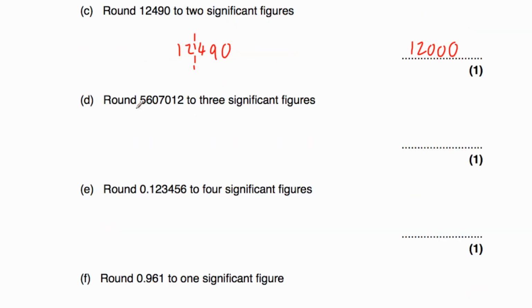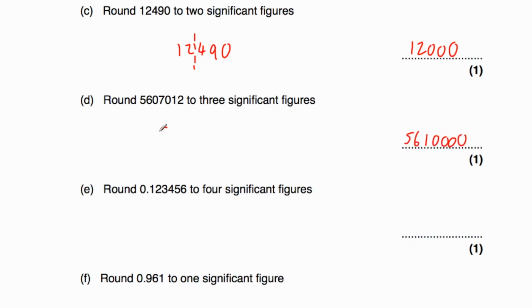Okay, part D. Part D says round 5,607,012 to three significant figures. So we want three digits followed by zeros. So our choices will either be 5,600,000 or 5,610,000. And as you can see here, we've got 5,607,000. Well, it's going to be closer to 5,610,000 than it is to 5,600,000. So the answer would be 5,610,000.